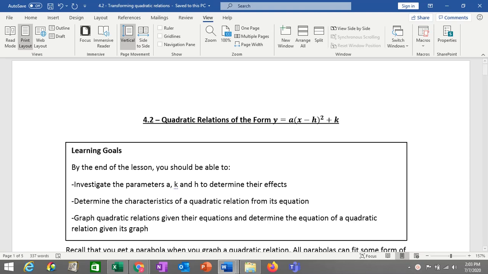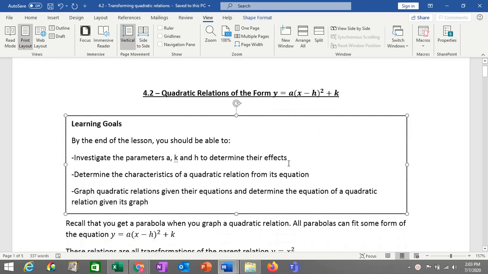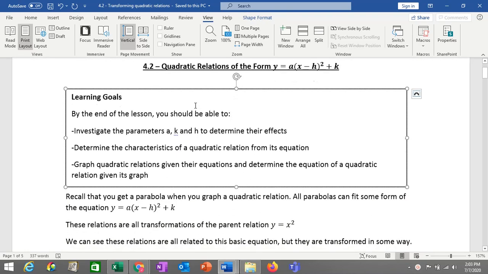Hi everyone, so this is Unit 4, Lesson 2, quadratic relations of the form y equals a times (x minus h) squared plus k. Sometimes we call this form vertex form, so you can also think of this lesson as being quadratic relations of vertex form. Okay, so this is a fairly long lesson. We have a fair bit to get through, so let's just get to it.